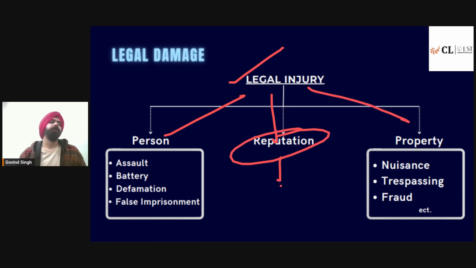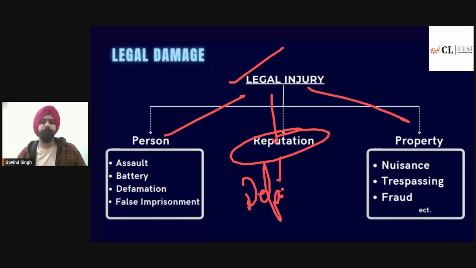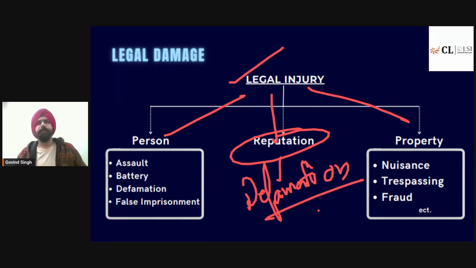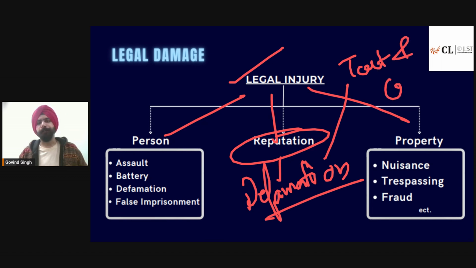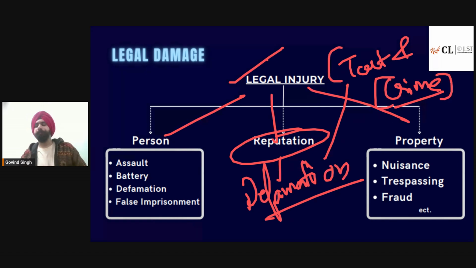What would be injury to your reputation? Classic example, defamation. Let's say that someone said anything derogatory or humiliating about you in a public space, which lowered your reputation in the eyes of those people. You can file a plaint against them for defamation. So that is legal injury to your reputation. By the way, defamation, interestingly, is a tort as well as a crime. So defamation is a unique offense which is also a crime and also a tort. So it's a civil wrong as well as a criminal wrong.